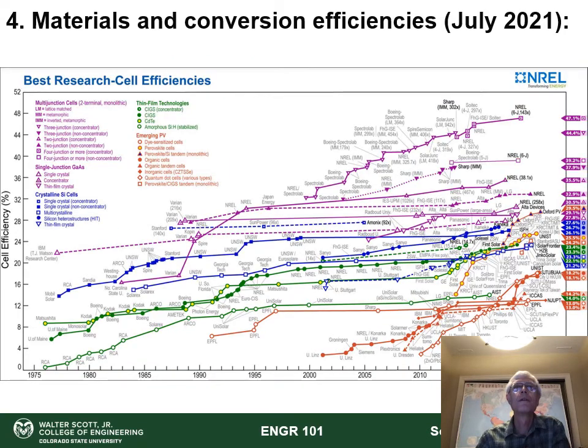To show you where the field is going, what I have for you here is basically the last 55 years of solar photovoltaic development. And you can see different technologies. They're marked by the different circles and squares and triangles that are indicated in the upper left. And then you can see for each of those technologies the kind of efficiencies that they've been able to generate. And you can see that that goes as high as 47.1%.